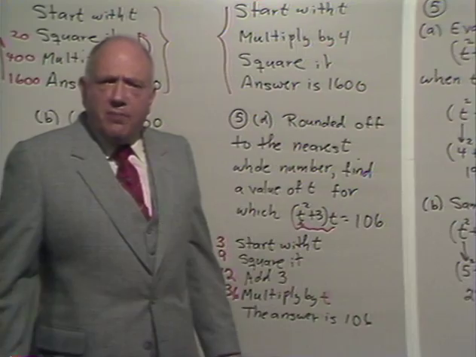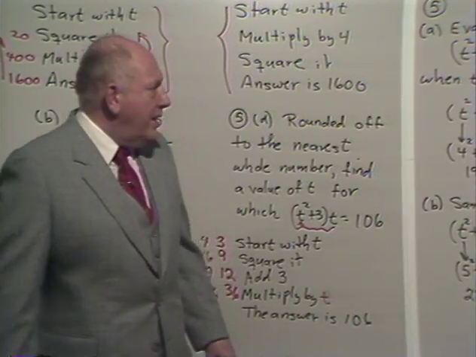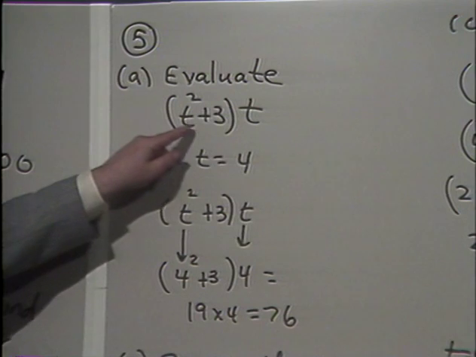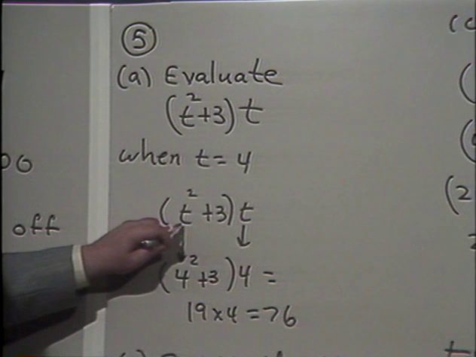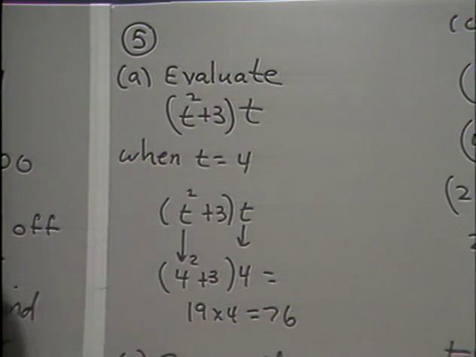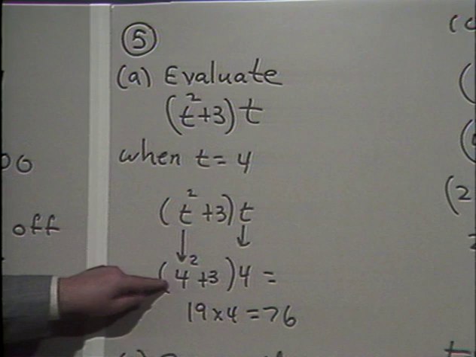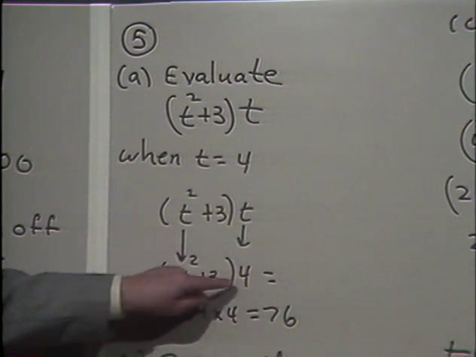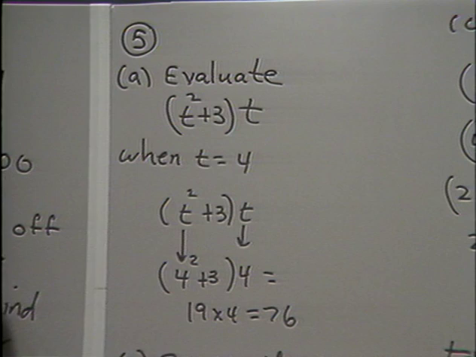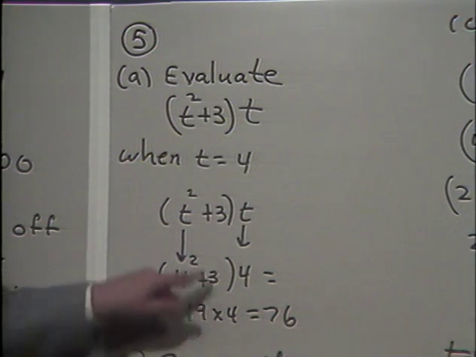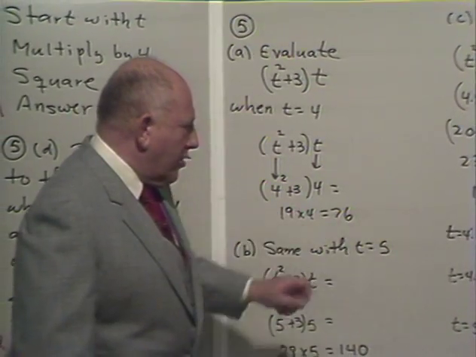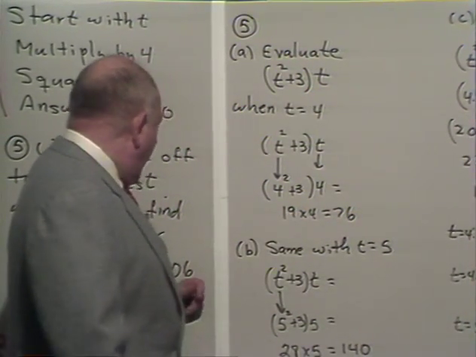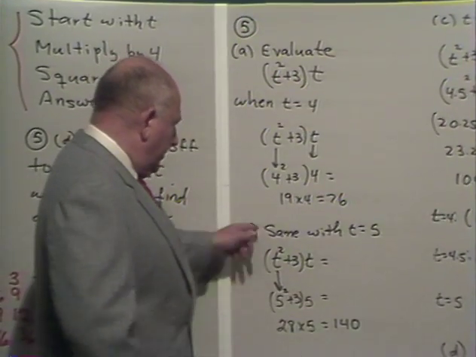And by the way, that's basically what parts A, B, and C are all about. In fact, I just did part A. Part A says evaluate t squared plus 3 times t when t is 4. And all that means is every place you see a t, replace it by 4. And isn't that what I just did? 4 squared is 16, plus 3 is 19, times 4 is 76. And what does that tell me? That when I try t equals 4, I get 76. And that was too small to be the right answer. Okay? That was too small to be the right answer. In fact, what's the right answer supposed to be? 106. So that was too small.